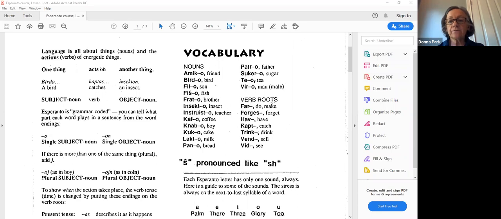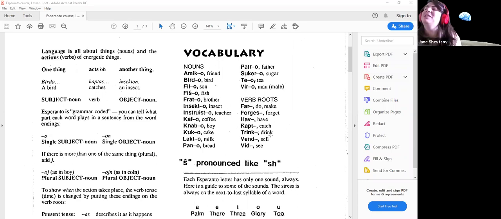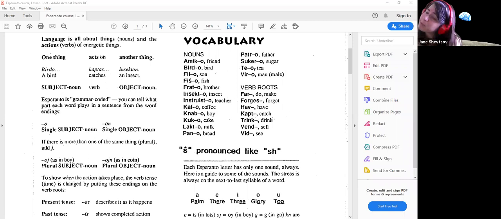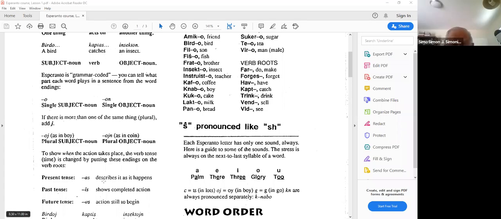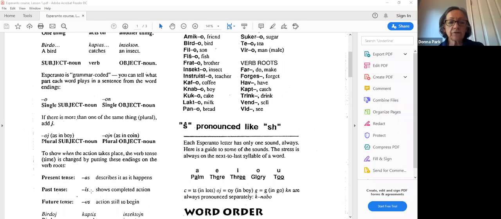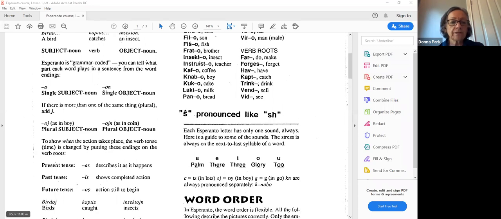So this is where he is, back at the verbs over here. So now you can all see what David is talking about. Okay, so we're in the vocabulary section for lesson one. And we went through the simple nouns that have O as the end. And now we're going through the verb roots, which we're adding AS, IS, or OS to at the end. Here's the AS, IS, and OS over here. See, Simon, AS, IS, and OS is over here, on the left, present tense, past tense, future tense.